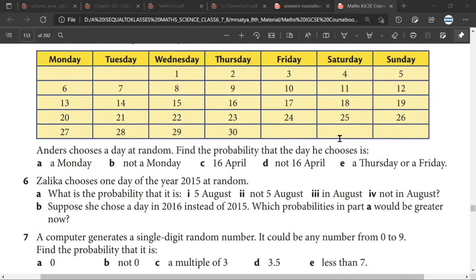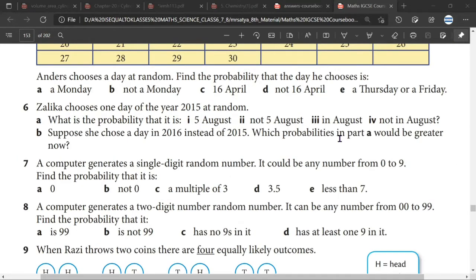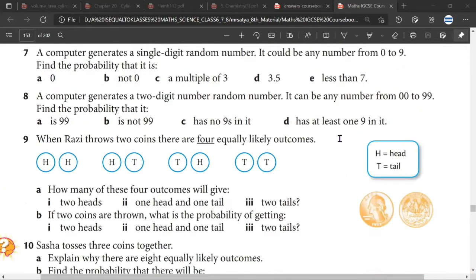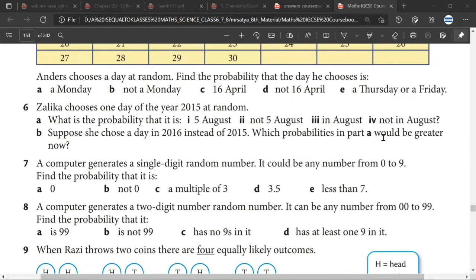Okay. Let us do some other easy questions. So, question 6th. Zalika chooses one day of 2015 at random. What is the probability that it is 5th August? So, what are the total options which are available, Mr. Satya? 365.